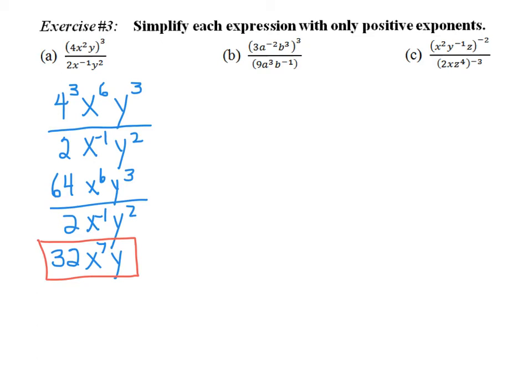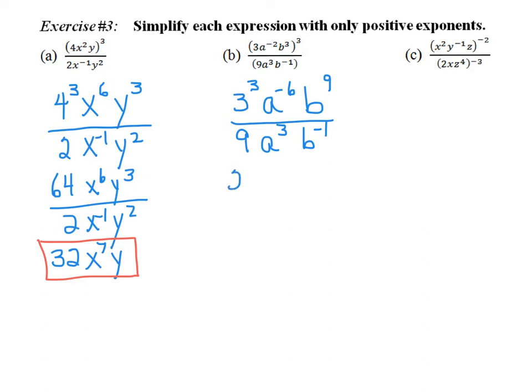For part B, we have something similar in the numerator where I need to raise each factor in that term to the third power. So 3 will be raised to the third power. A to the -2 will be raised to the third, so multiply the exponents and get a to the -6. And b to the third will be raised to the third, so again I'm multiplying the exponents to get b to the 9th. We're going to divide by 9, a to the third, b to the -1.